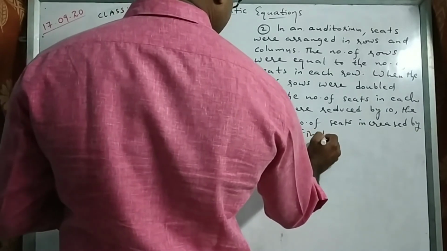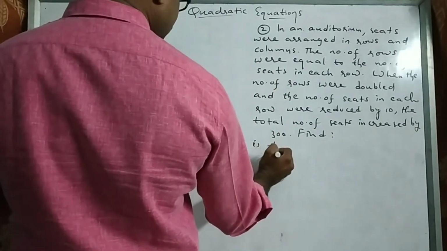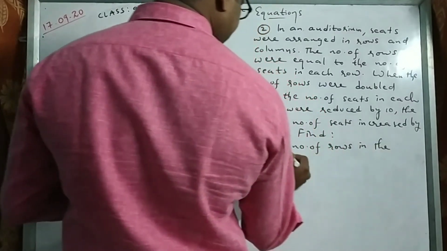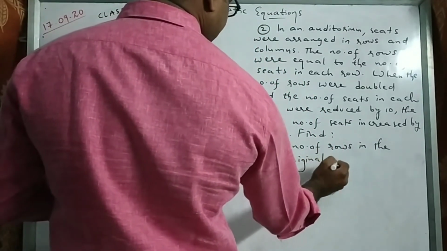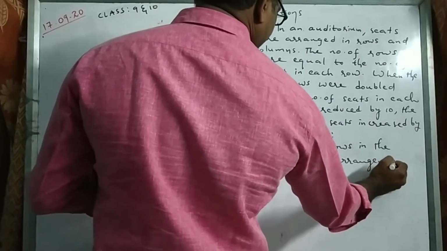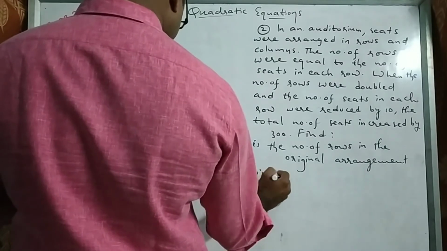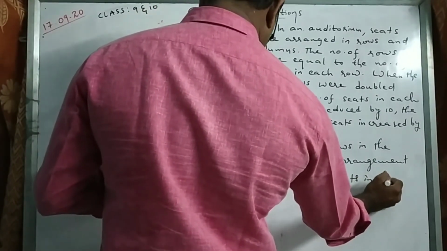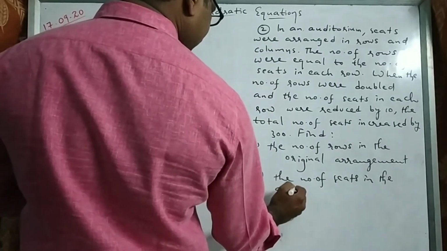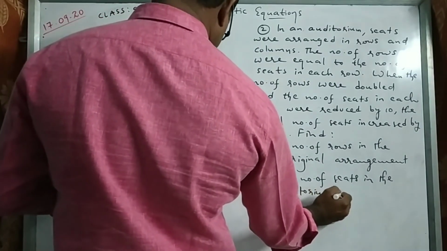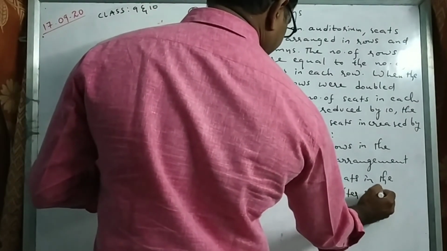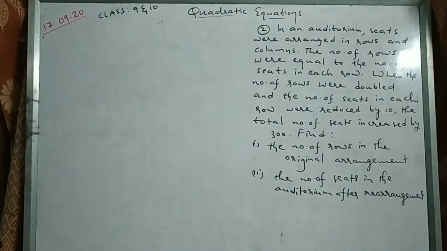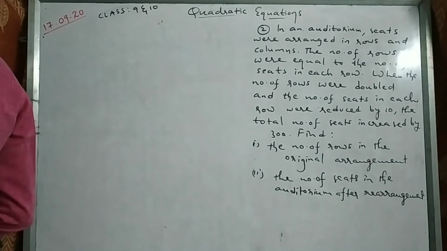Find the number of rows in the original arrangement, second, the number of seats in the auditorium after rearrangement. Okay? See the question here.